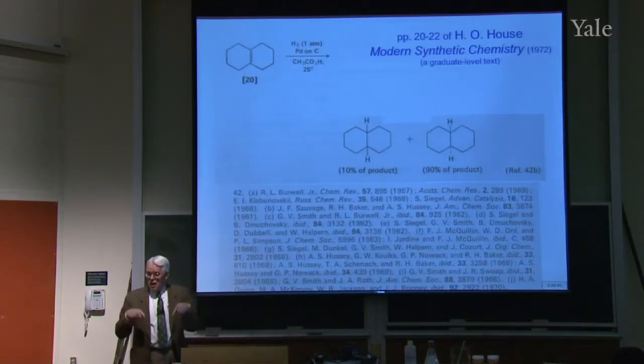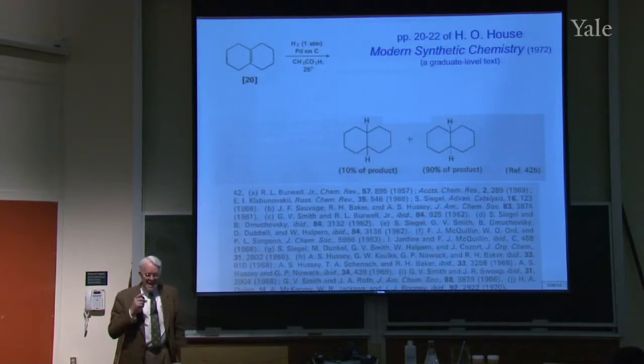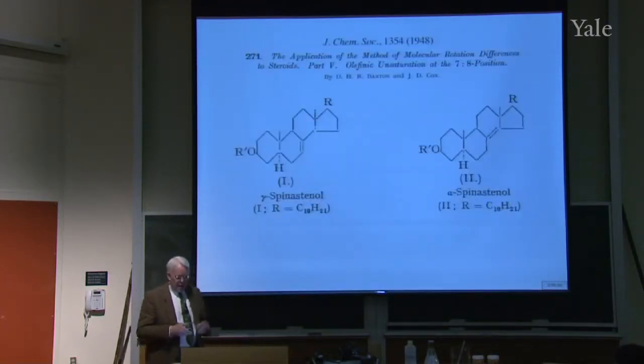The one on the left, the two came in on the same side. On the right, one came in on the top, one on the bottom. And 90% of the product is the wrong one. The one the book tells you, or almost any book will tell you it's a syn addition, and it often is. Okay?